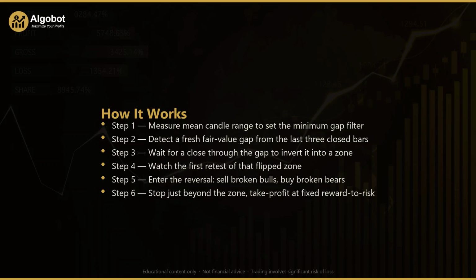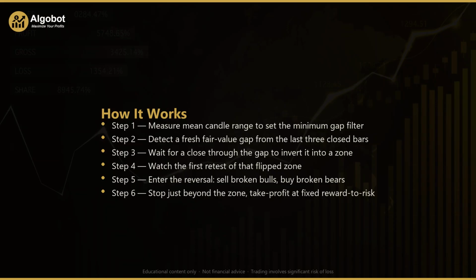Next, the EA detects a fresh fair value gap from the last 3 closed bars. For a bullish gap, the oldest candle's high must sit below the newest candle's low. The middle candle must be a real upthrust closing above its open, and the gap must clear that minimum size. The bearish case is the exact mirror. When found, the gap is armed and the strategy enters a waiting state.